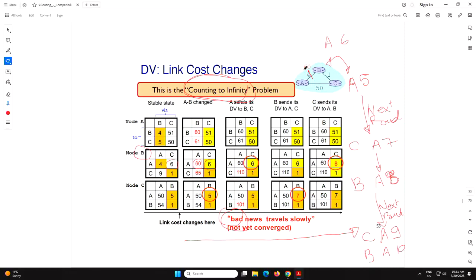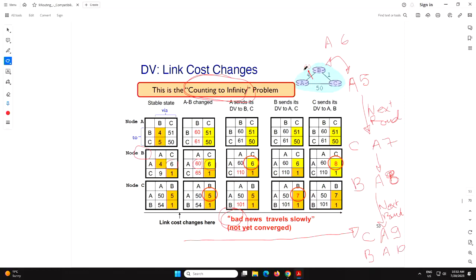That can happen. This is a very specific example crafted to show you the problem. In real life, this problem can happen or not happen sometimes. But when it happens, this is what's going to happen. Routing loops will be created. Any other questions?